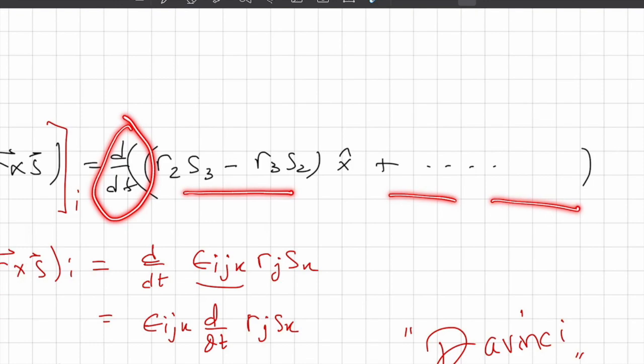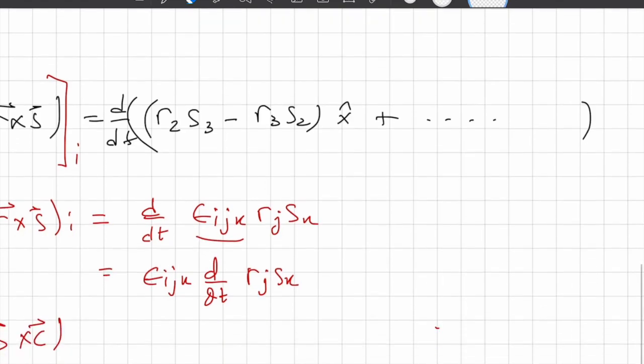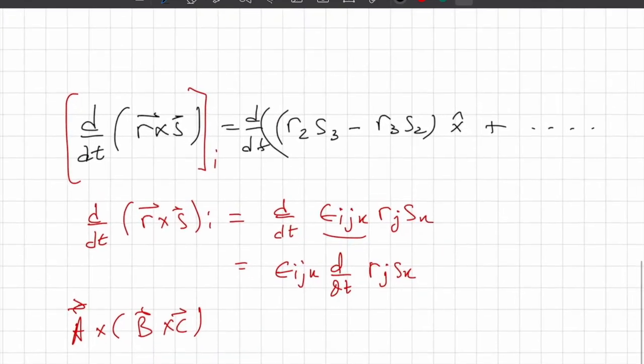And because of the product rule, we're going to get 12 terms in our algebra. Does everybody see that?